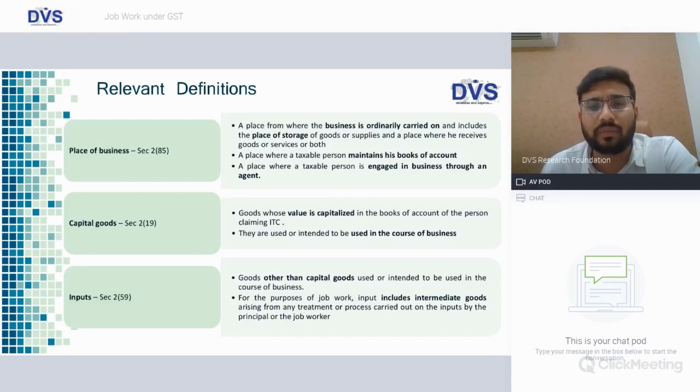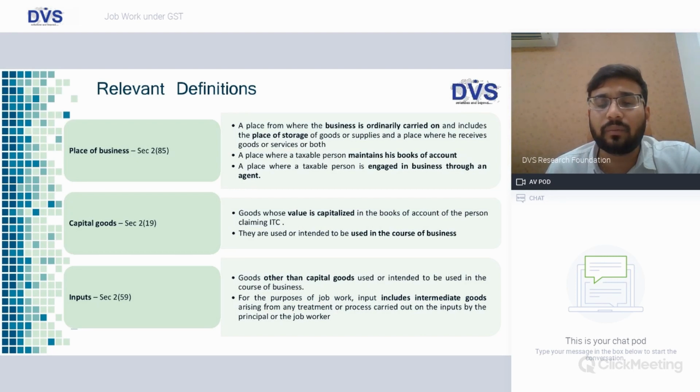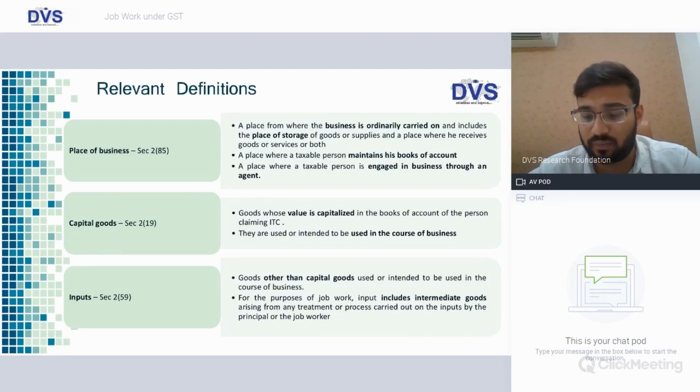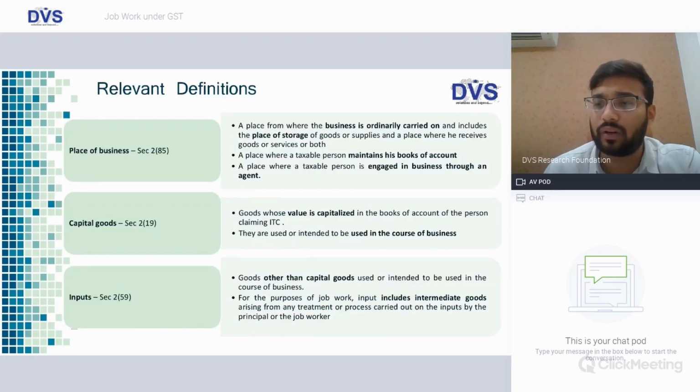Relevant definitions: place of business means a place where business is ordinarily carried on, which will also include a place of storage, a place where a taxable person maintains his books of accounts, or a place where a taxable person is engaged in the business through an agent. So all these places would be regarded as place of business. Capital goods are goods whose value is capitalized in the books of accounts and not debited to the profit and loss account.